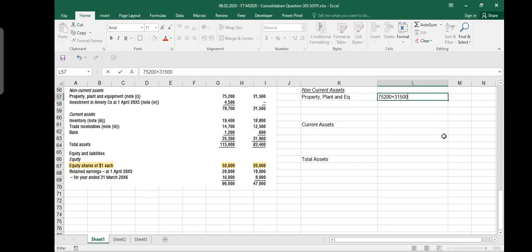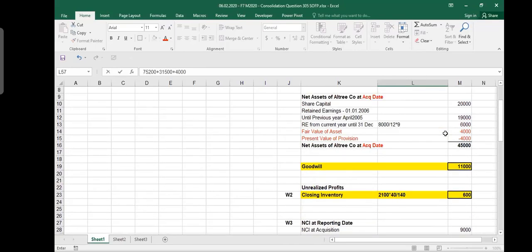So far it looks like this, but there is some adjustment which you need to make. If you remember, there was a mine which we recognized as an asset. You remember when we said that they did not create a provision? So we said they will recognize the asset, and they will recognize the provision. It was done somewhere here when you were doing the fair value adjustment. If you go up, we said fair value of asset 4 million and present value of provision. So this 4 million we have to add into the assets.